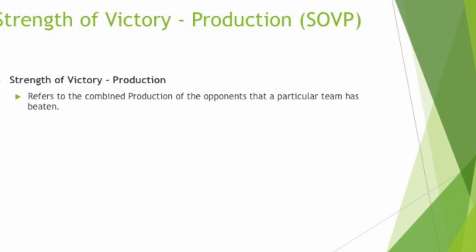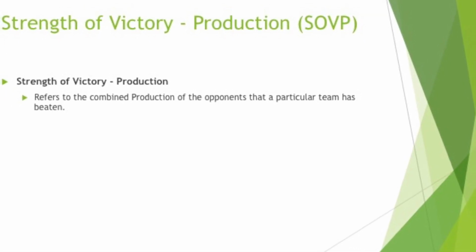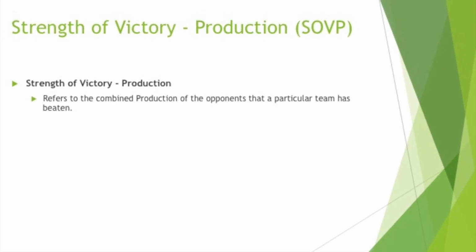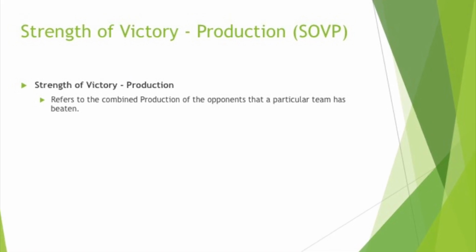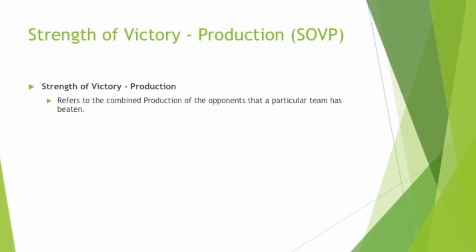But before we do that, I want to jump into strength of victory production, which, as you guessed, we're only accounting for the production of teams we've beaten, not all teams we played. So this is, again, looking at a team's total offense and defensive ranking and averaging them together to give us a score.